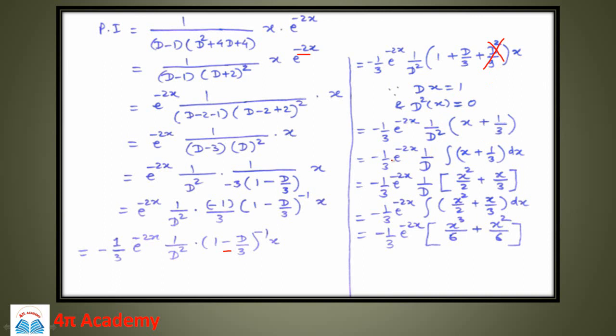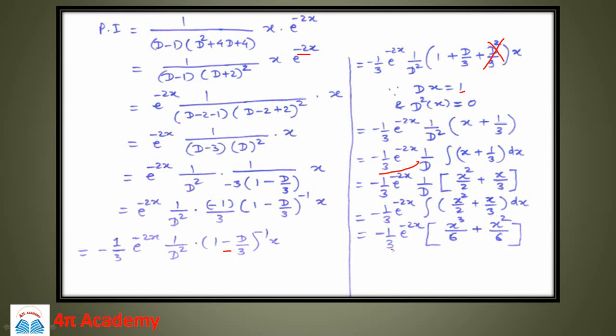So this will be minus 1 by 3 into e raised to power minus 2x, because here D operated over x is equal to 1, so it is 1 by 3. Now we keep this factor as it is, then it is 1 upon D, and integration of this is (x plus 1 by 3) dx, which is equal to minus 1 by 3 into e raised to power minus 2x into 1 by D. Solving this integration, we get x square by 2 plus x by 3. Again integrating this, because 1 by D is our integral, so again integral of x square by 2 plus x by 3 dx.